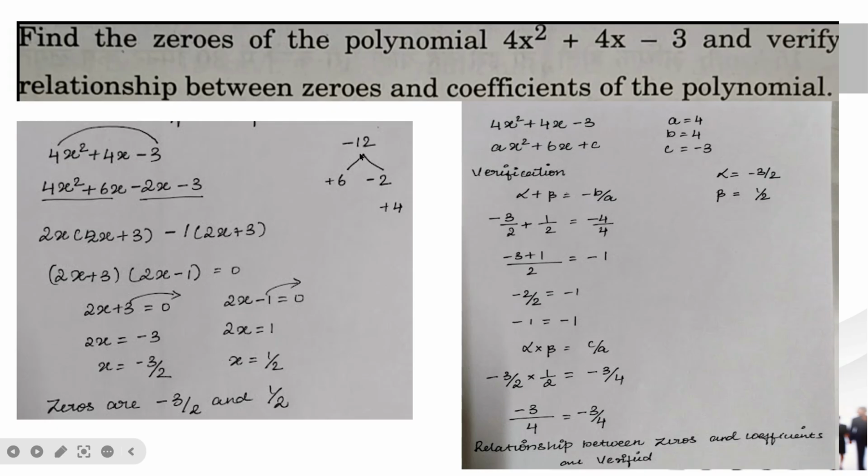So when we are multiplying two numbers we should get minus 12, and when we are adding we should get 4. So 6 twos are 12. While adding we should get positive 4, right? So the bigger number should be positive. Whenever the product is negative, one of the numbers should definitely be negative. When the sum is positive, the bigger number will be positive.